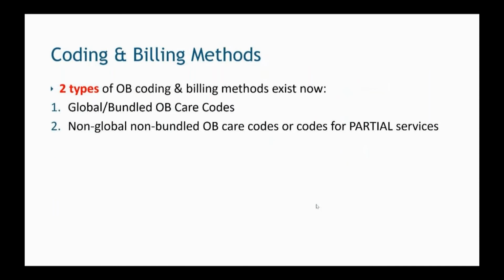Okay, so now let's look at coding and billing methods for what you do. There are 2 types of OB coding and billing methods that exist now: global and bundled OB care codes, and non-global, non-bundled OB care codes, or codes for partial services. Now we're getting into the meat of what you do.